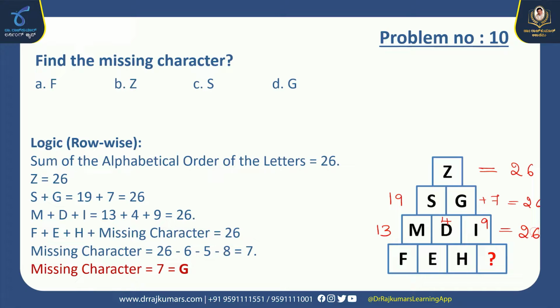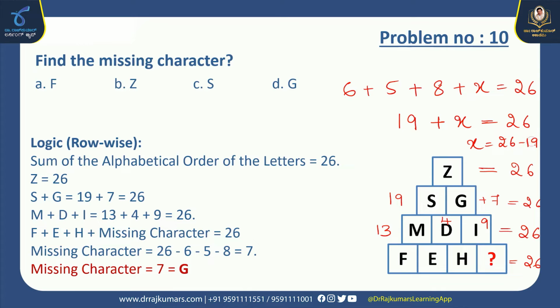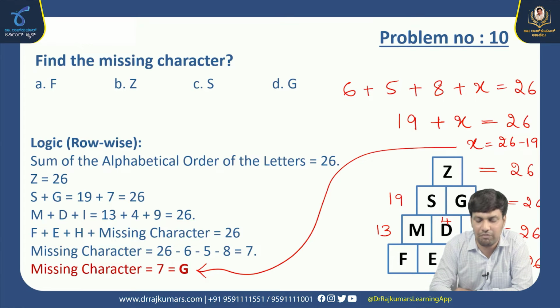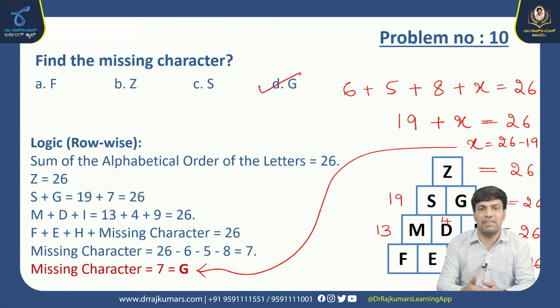In the fourth row, we have the missing character. Including that missing character, all those 4 boxes should be summed up to 26. F is equal to 6 and E is equal to 5 and H is equal to 8, plus the missing character is equal to 26. On adding all this, we have 19 on the left hand side. 19 plus X is equal to 26. X is equal to 26 minus 19. Okay, 26 minus 19 will be equal to 7. So the right alphabet that needs to be filled is the 7th alphabet. The 7th alphabet in the English alphabetical series will be equal to G, right?